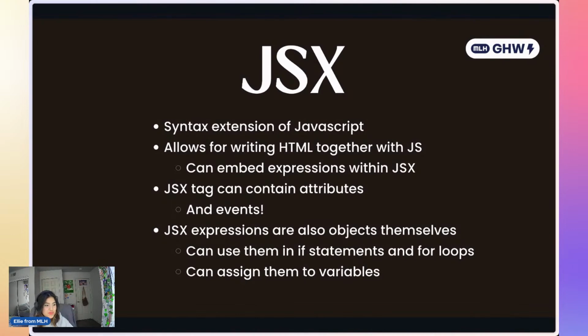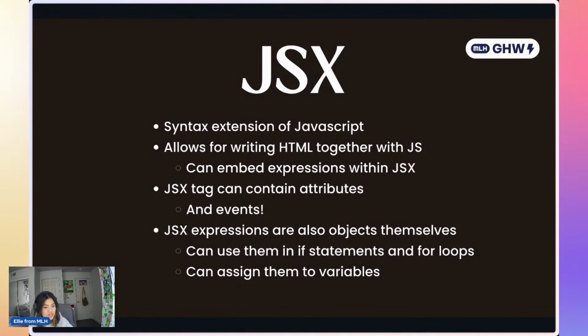But when you're doing a React app, sometimes you'll see .jsx. So yes, it allows for writing HTML together with JavaScript. You can embed expressions within JSX. And then the JSX tags can contain attributes and events, and we'll talk about what that means in a little bit. And then JSX expressions are also objects themselves. So you can use them in if statements and for loops. And you can also assign them to variables, which is super cool.